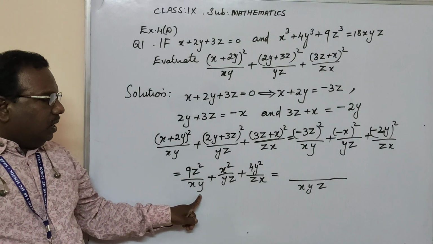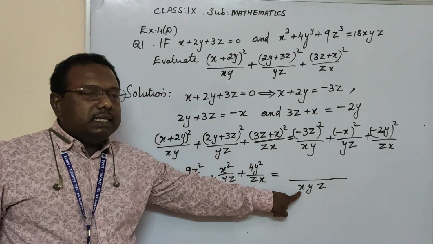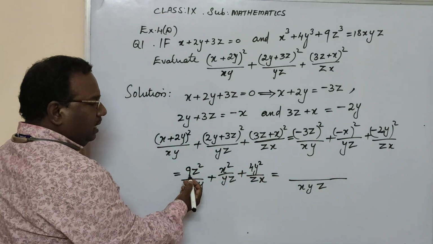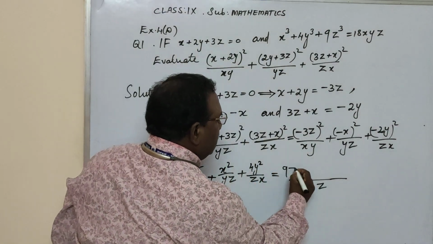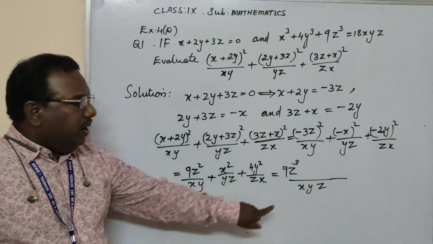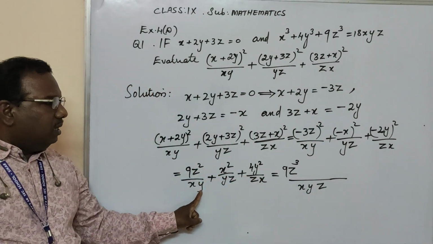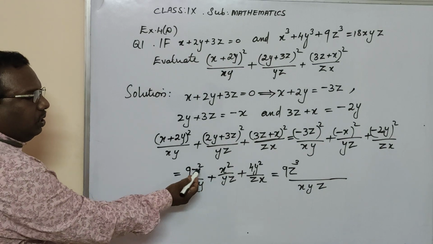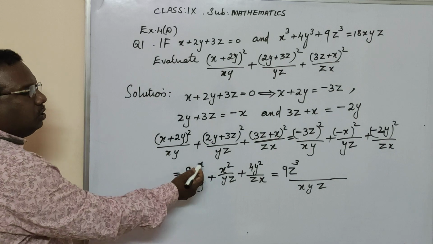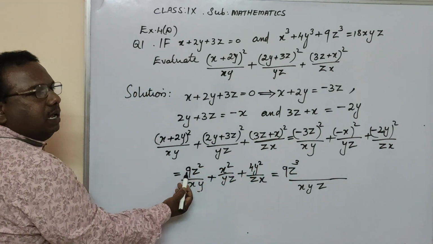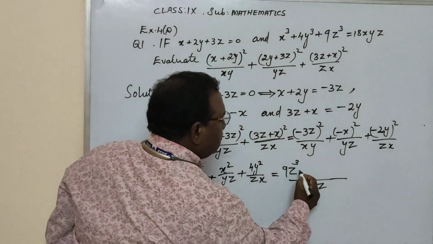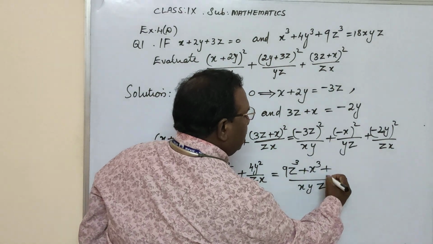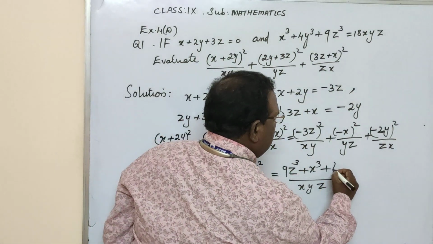LCM of xy, yz and zx is xyz. And simplify. After simplifying, we get 9z cube. Divide this xyz by xy; xyz by xy means z. Then z square into z is z raised to 3. So we get here numerator 9z cube plus, here we get x cube. Here we get 4y cube.